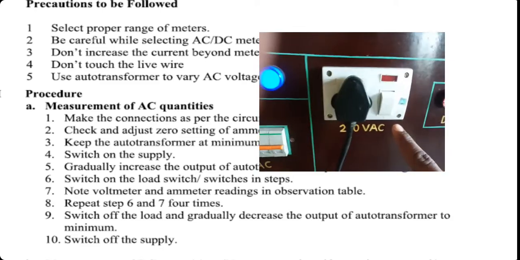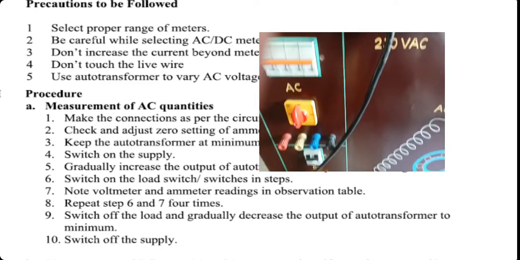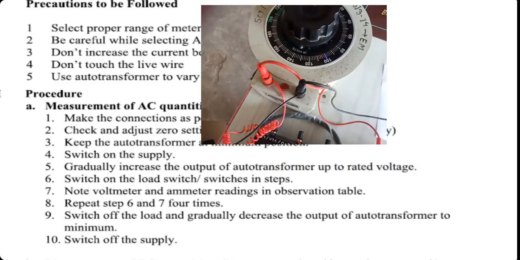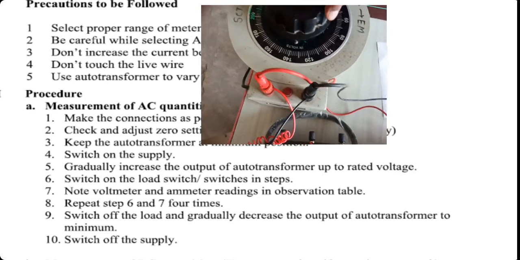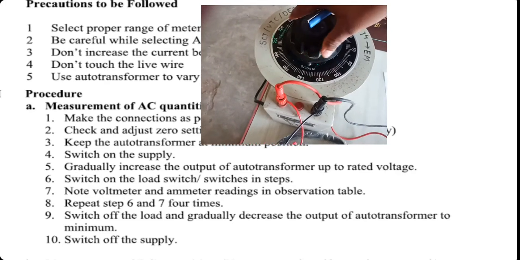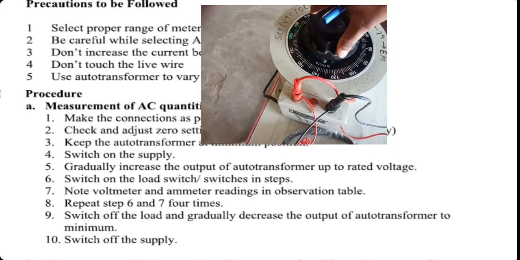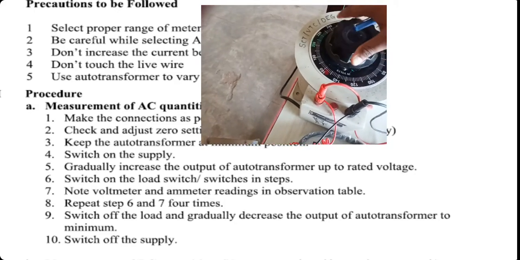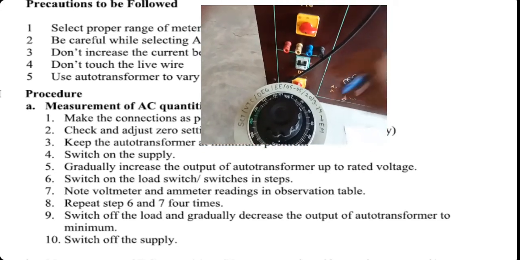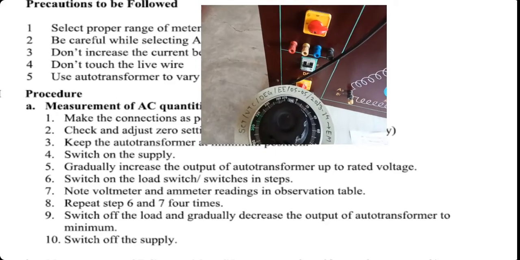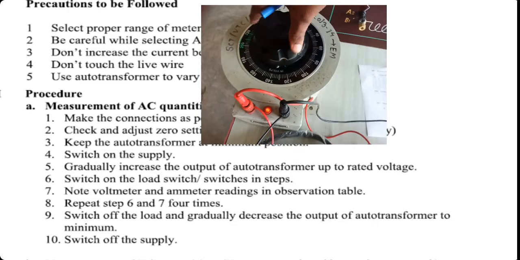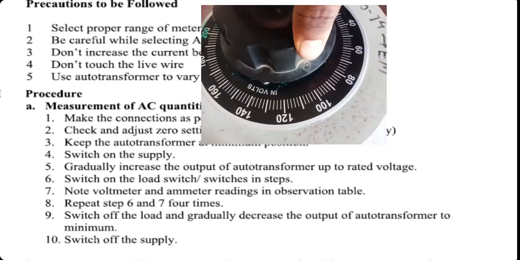I have also turned on the single phase variable AC supply switch. Gradually increase the output of the auto transformer up to rated voltage. I have increased it gradually up to rated voltage.